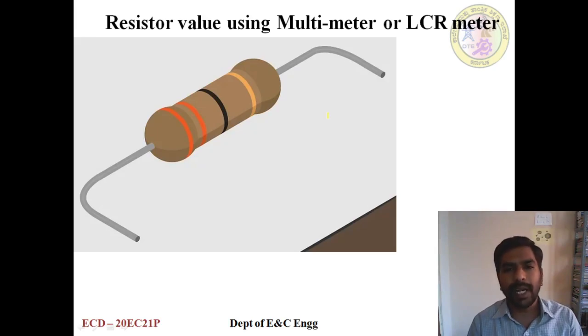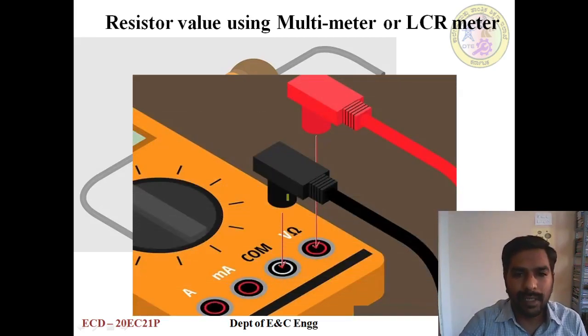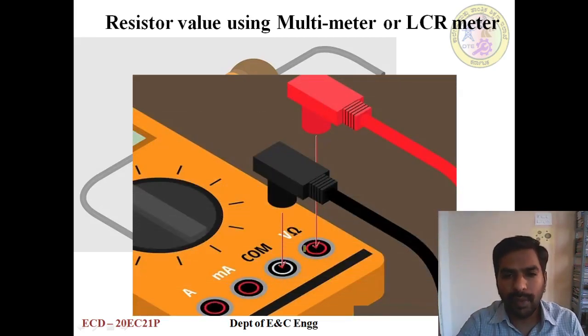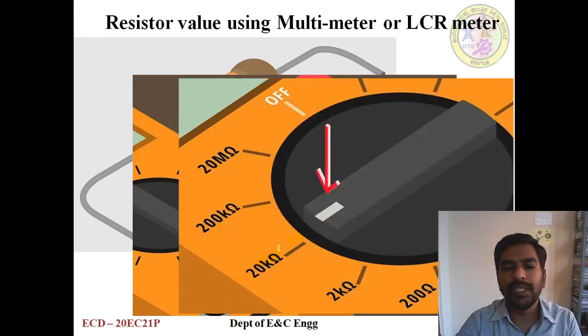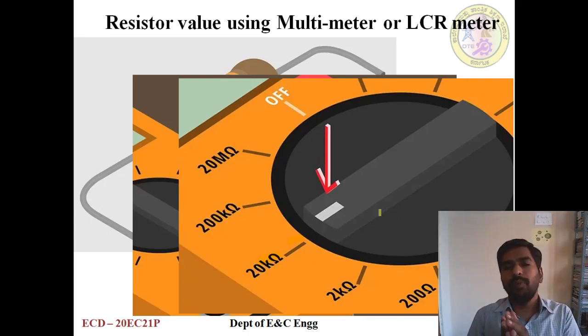Let's take a multimeter and connect the positive probe to the V and ohm section and the black probe to COM. Like this we have to connect the multimeter probes onto COM and V or ohm. The next thing is to set the dial knob to the ohm section. Ohm has different ranges. We need to select the right range, otherwise the multimeter will not be able to display the actual value. We have to select the proper range.